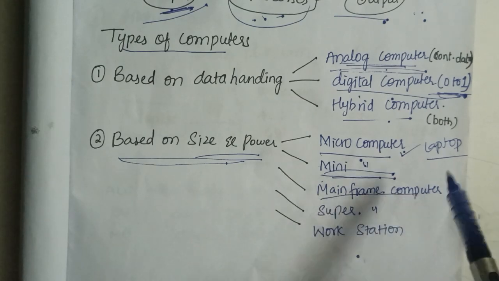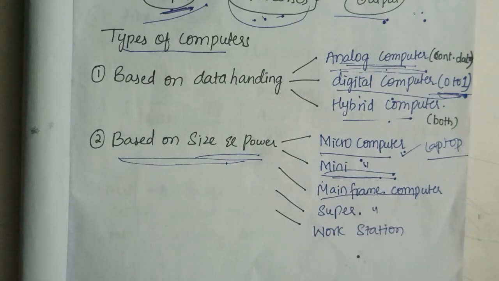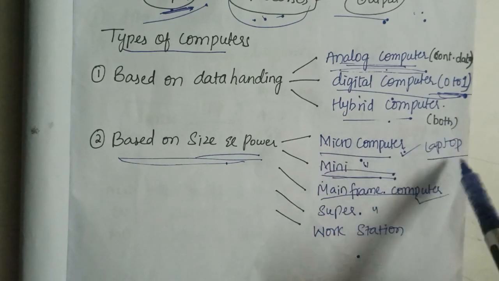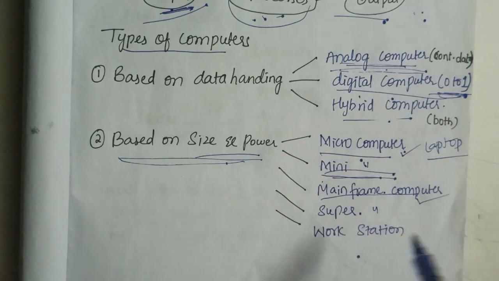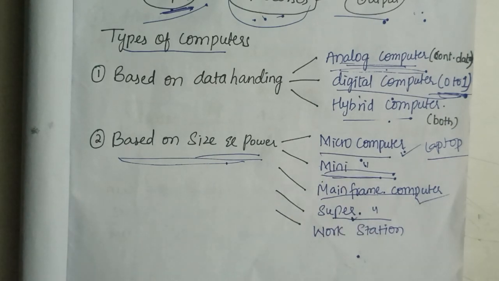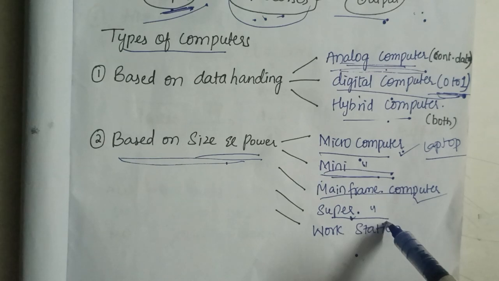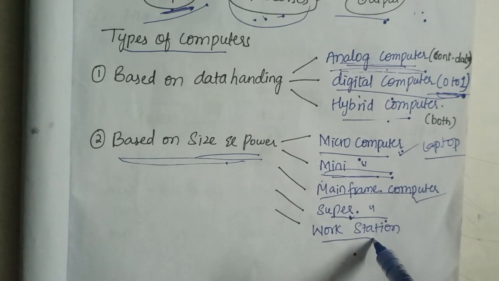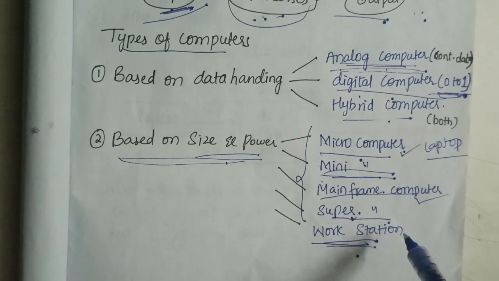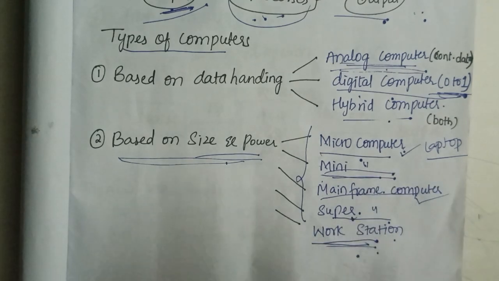Then we have mainframe computers. These are used by large organizations and large businesses, and are more beneficial than micro and minicomputers. Then we have supercomputers. These are very powerful computers, which is why they are called supercomputers. They are used in weather forecasting and scientific simulation. And workstation computers are the most powerful compared to all of these. These are also used for scientific simulations and many other purposes.